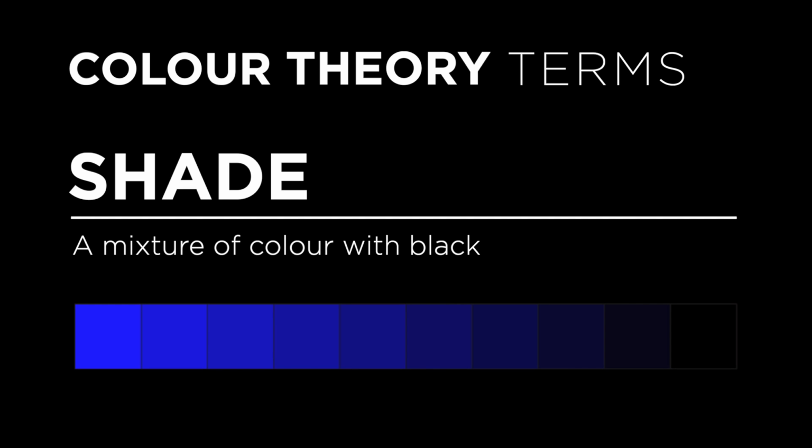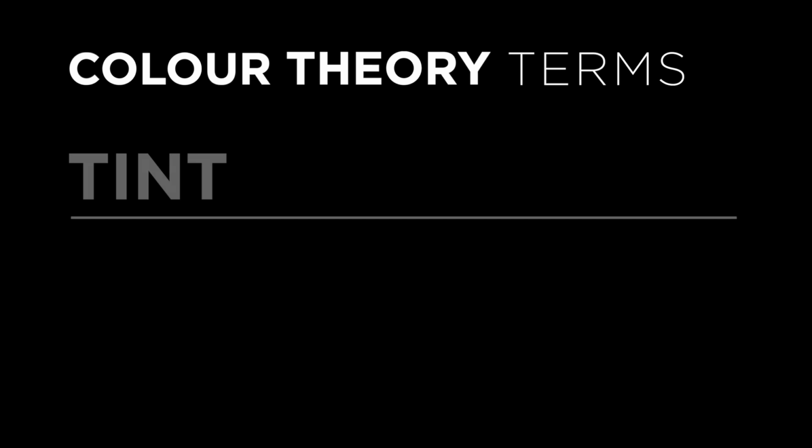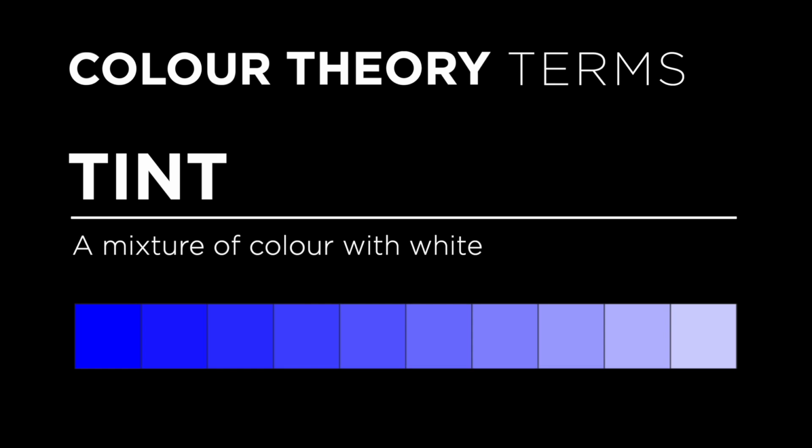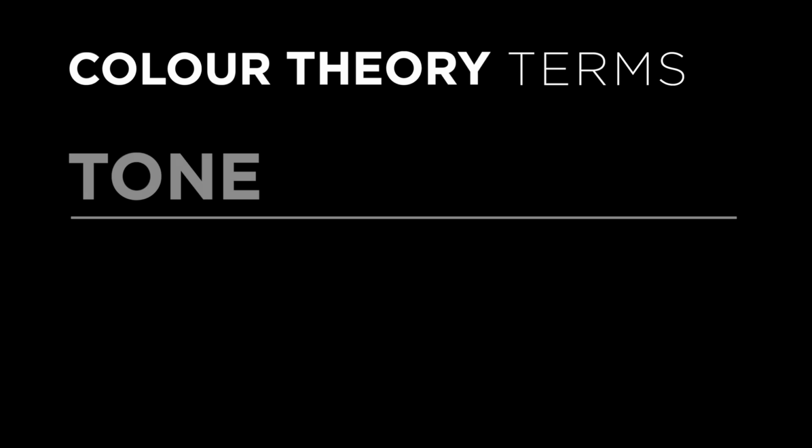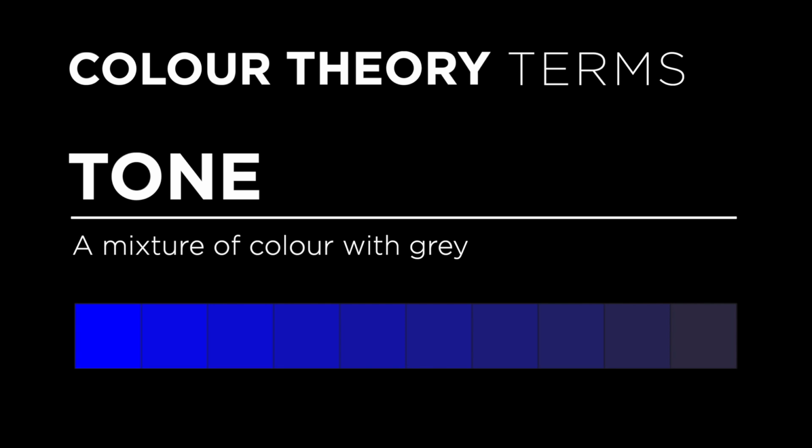Shade, a mixture of colour with black, going from light to dark. Tint, a mixture of colour with white, going from dark to light. Tone, a mixture of colour with grey.